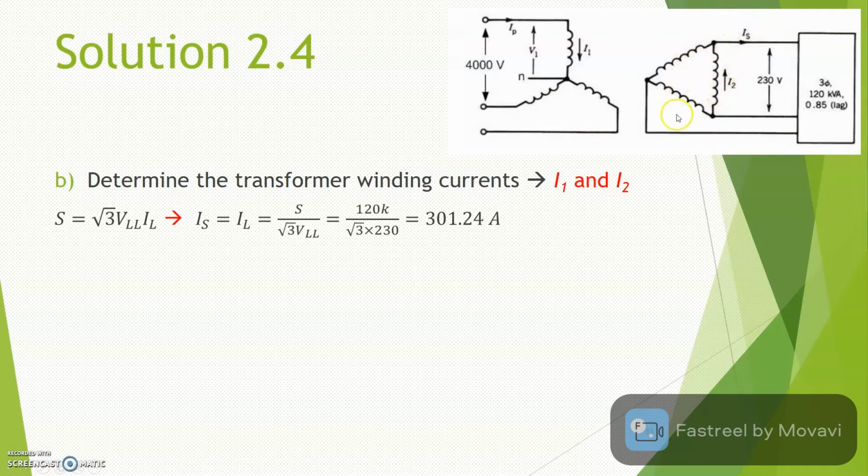Once you find the value of IS, then you can find the value of I2, the winding current at the secondary winding. You know I2, in this case, is the I phase, right? I phase is equal to I line divided by square root 3. This is the formula that you must memorize. So I2 is equal to I line divided by square root 3, and I line is IS. So 301.24 divided by square root 3 is equal to 173.92 ampere. This is the winding current at the secondary winding. And how about the winding current for the primary winding, I1?